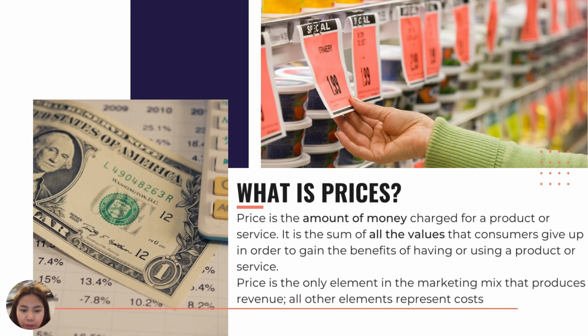Today I will summarize chapter 10. First, I will talk about price. What is price? Price is the amount of money charged for a product or service. It is the sum of all the values that consumers give up in order to gain the benefits of having or using a product or service. Price is the only element in the marketing mix that produces revenue. All other elements represent costs.